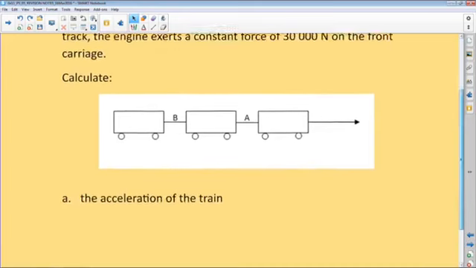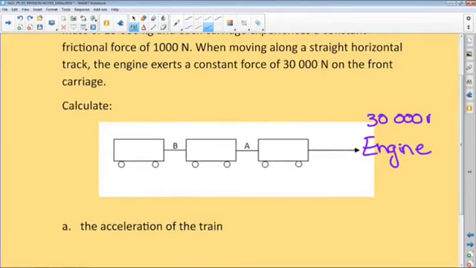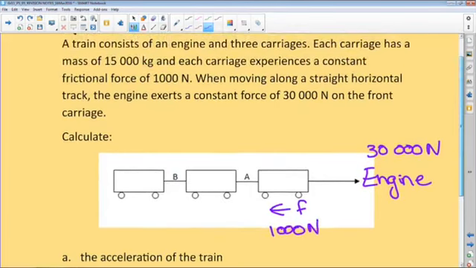I'm going to put the info on my screen again. So I'm going to have the engine over here, and it says that there's a constant force of 30,000 newtons. Okay? We're going to have friction going that way, and it told us that there's a frictional force of 1,000 newtons. But what I want to check here, each carriage experiences 1,000 newtons.